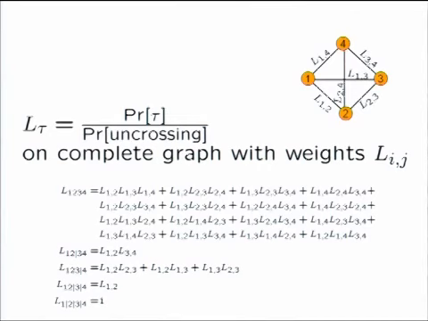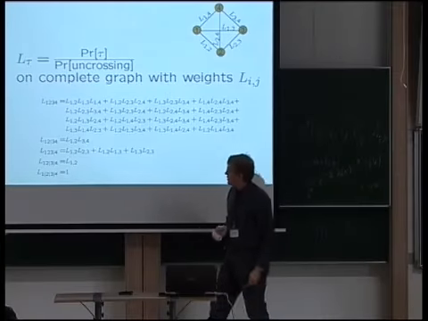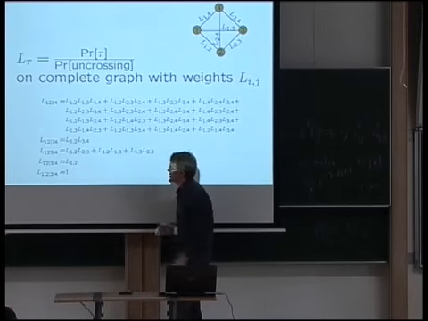Okay. So with that motivation, we're going to define L of any partition to be the probability of seeing a grove with that partition type divided by the probability of seeing the uncrossing on the electrically equivalent complete graph with these weights. So L of 1, 2, 3, 4 we saw before. L of 1, 2 together and also 3, 4 together is just L_12 L_34, because there's only one forest with this connection type.